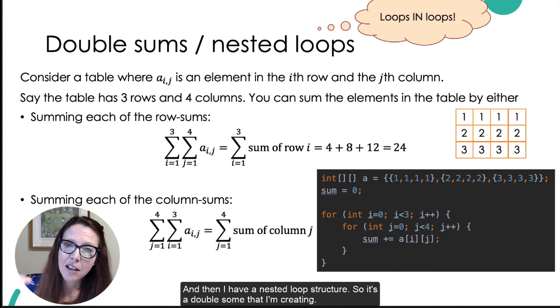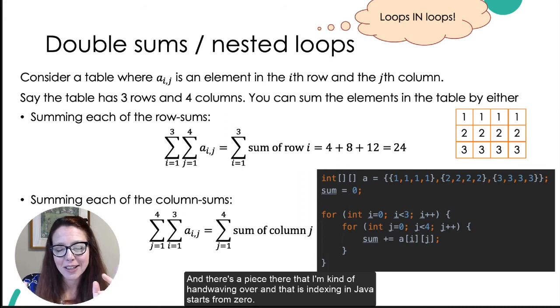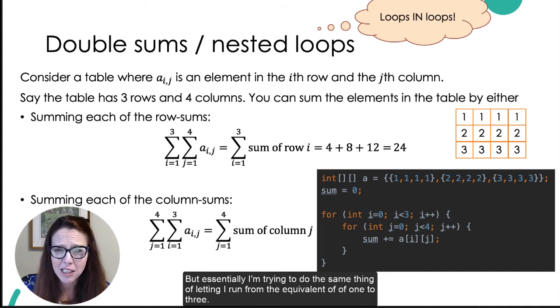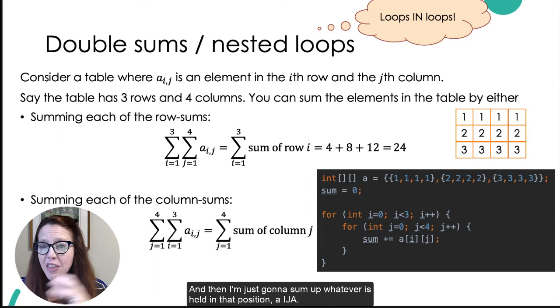And then I have a nested loop structure. So it's a double sum that I'm creating. And what I've done is I've let I run from 0 to less than 3. And there's a piece there that I'm kind of hand waving over, and that is indexing in Java starts from 0. But essentially, I'm trying to do the same thing of letting I run from the equivalent of 1 to 3. And then internally, I have J running from 0 to less than 4, and it increments each time by 1. And then I'm just going to sum up whatever's held in that position, Aij.